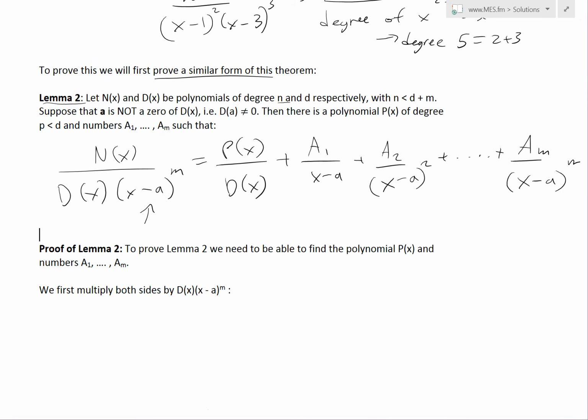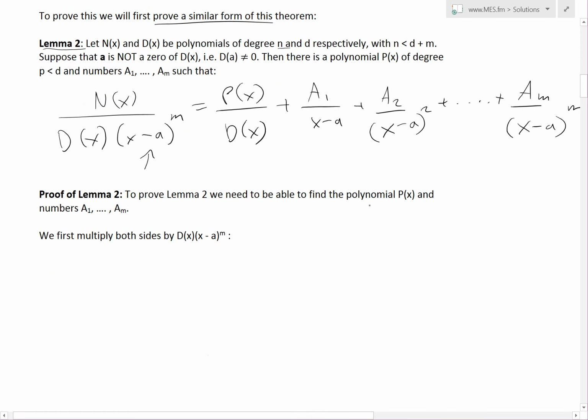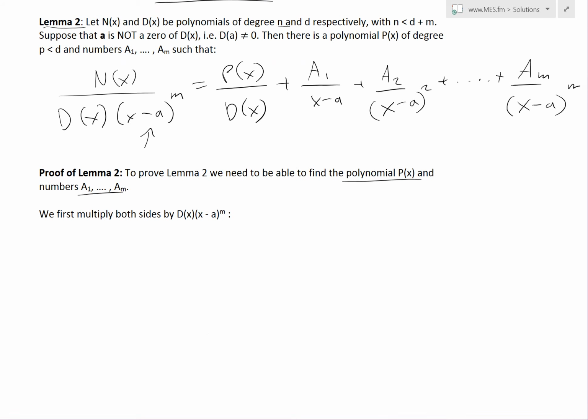So to prove lemma 2, we need to show that we can find polynomials p of x and the numbers a1 to am. So first, let's multiply both sides of this by d of x times x minus a to the power of m. When we do that, the left side cancels out, so we get n of x equal to p of x, since the d of x cancels, times x minus a to the power of m.